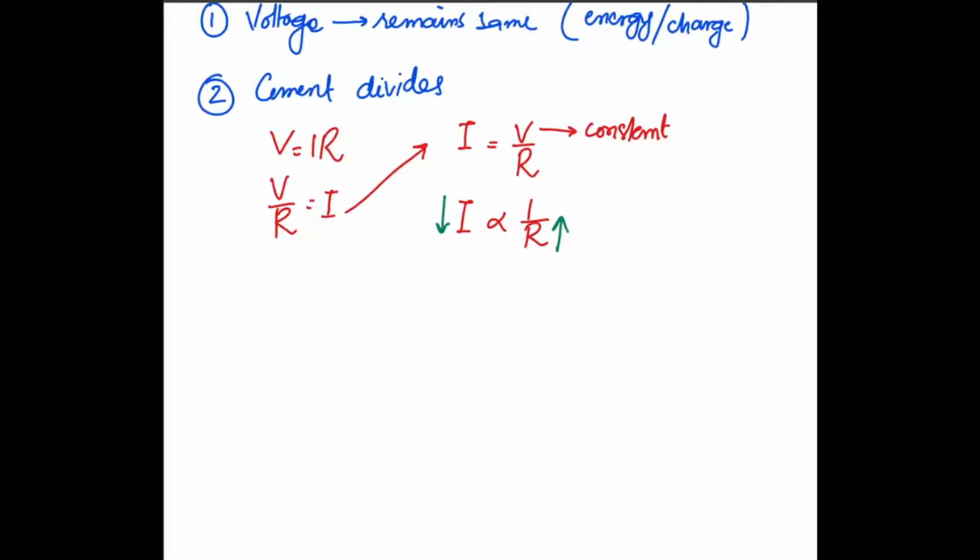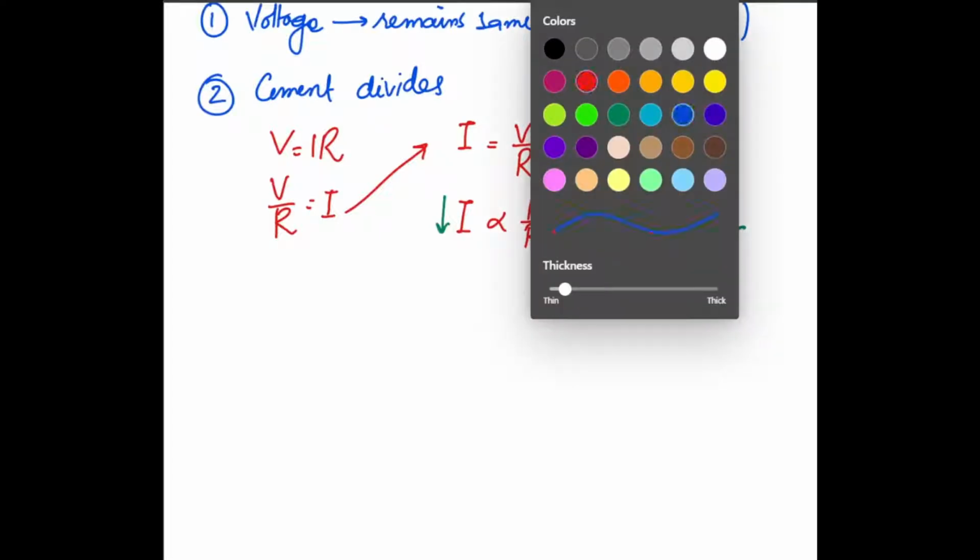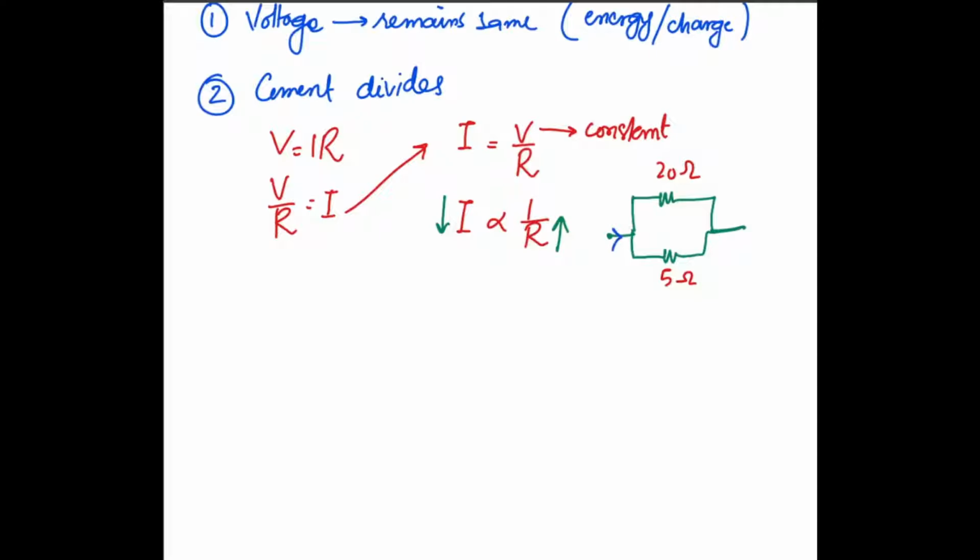So what do we mean by that? For example, if I had two branches of resistors and one of the branches has 20 ohms and the other branch has a resistance of 5 ohms, a clear difference between both resistances. The current that enters the junction or node will be the same as the current that leaves the junction, because after being separated, they're going to combine together at this node and then carry on to the rest of the circuit as well.